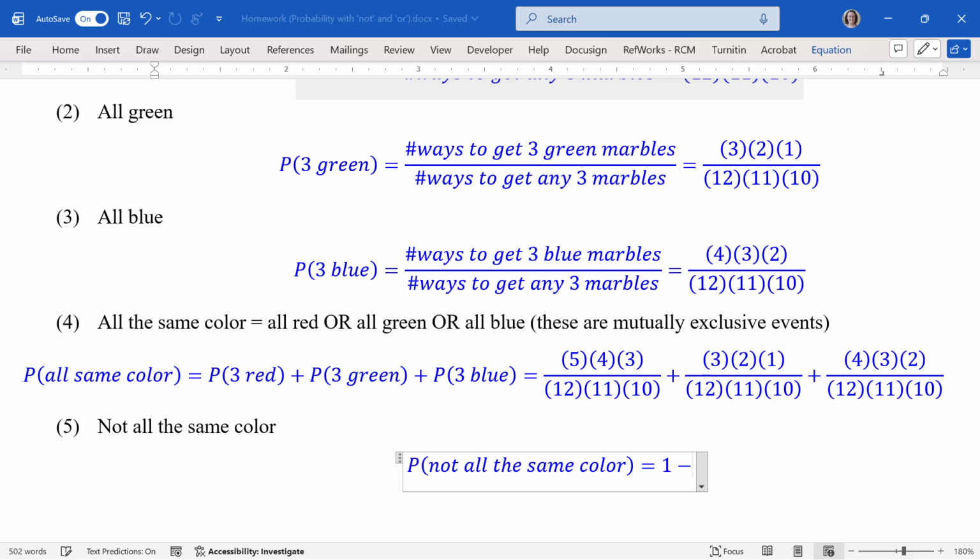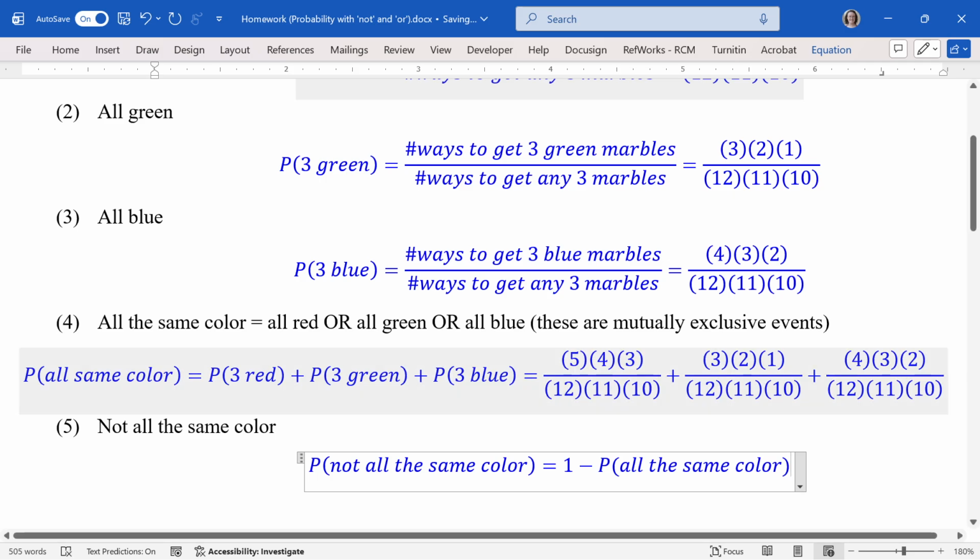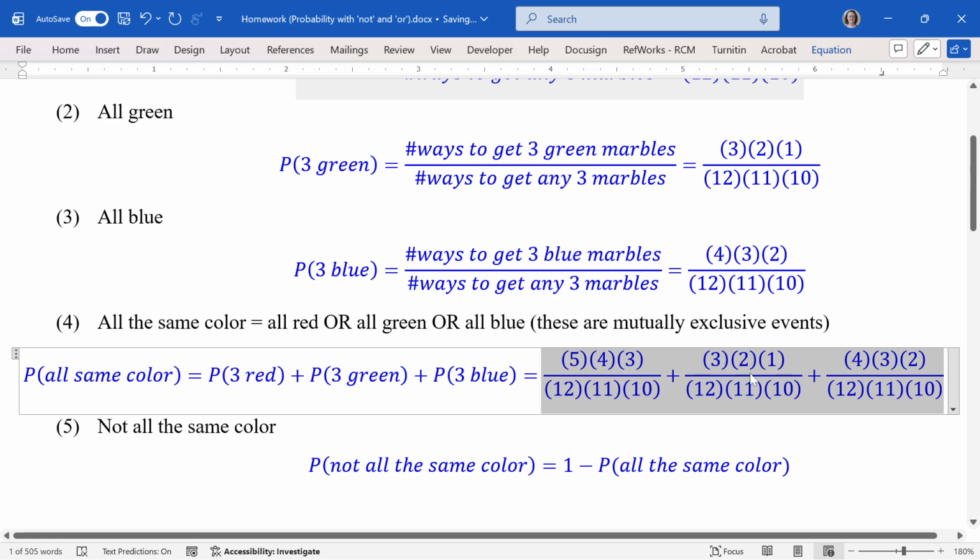So the probability that an event does not happen is 1 minus the probability that it does happen. So we're going to do 1 minus the probability that those 3 marbles are all the same color. And we know how to do that because we just did it. It's this number up here. It's long and complicated, but it's just a number.